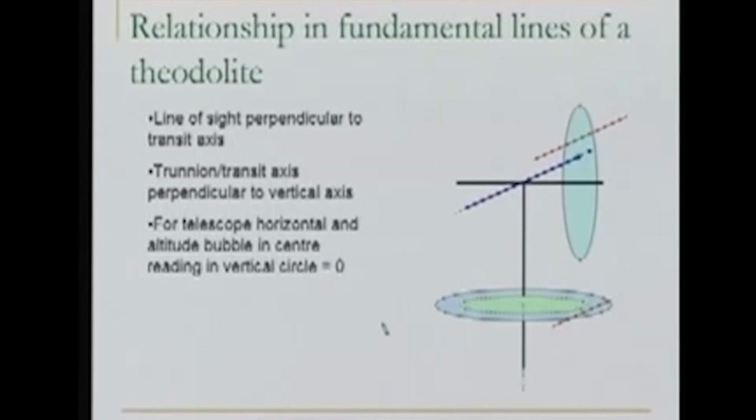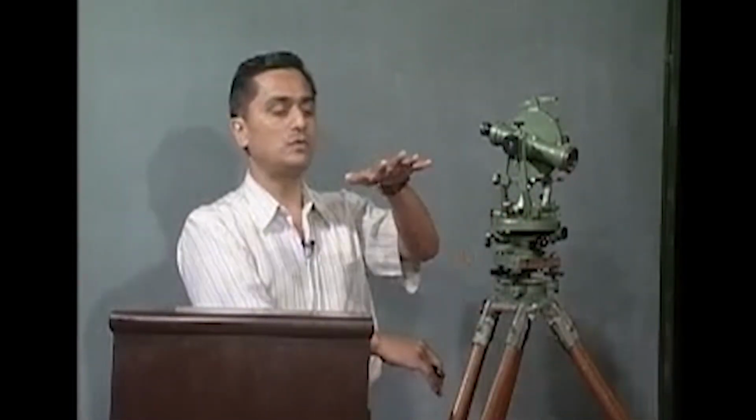Okay. Now, the next relationship says that for the telescope horizontal and altitude bubble in center, the reading in the vertical circle should be 0. Now, what is the meaning of this? When we measure the vertical angle, we measure the vertical angle always from horizontal.